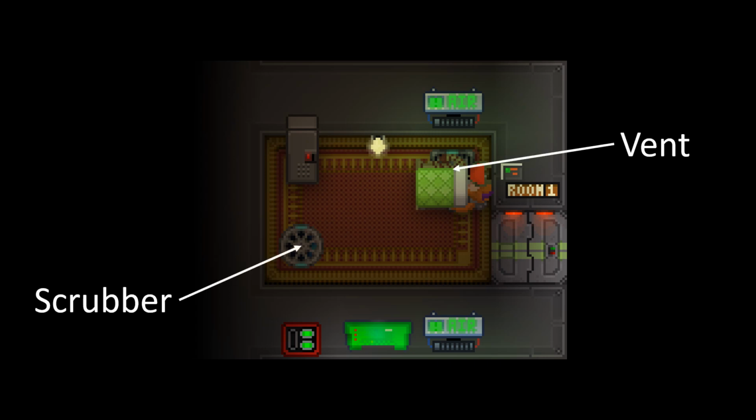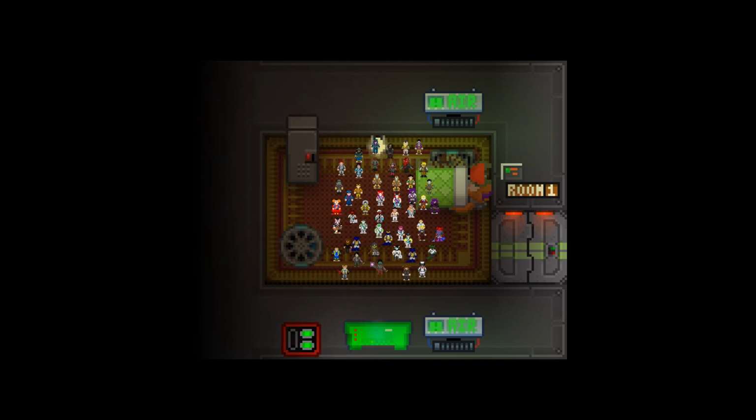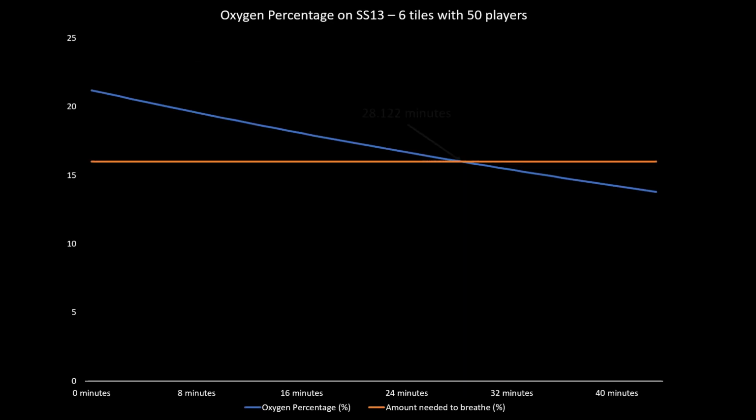Let's crank things up a notch. If we take our 50 people from the previous example and stuff all of them in that tiny room, they'll die in only 30 minutes, with perfectly functioning Atmos in that room.